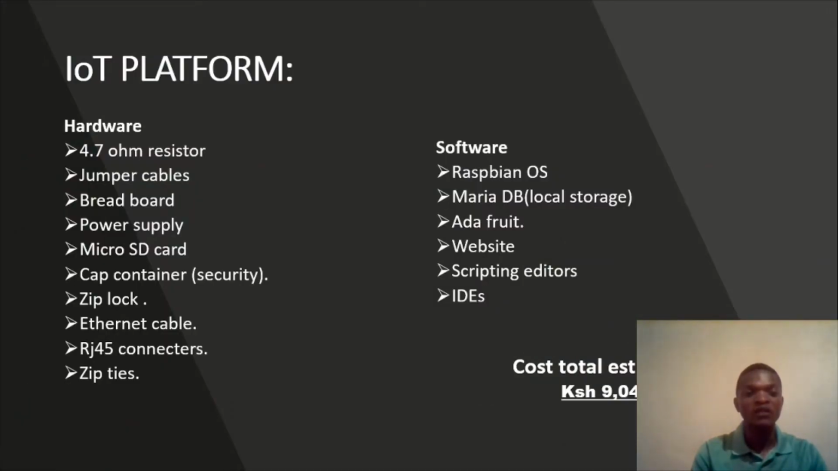On the IoT platform, we have the hardware side and the software side, and because of time, I won't be taking you through the whole thing. And the estimated cost of the project is 9,045 shillings. Now let Hampton take over from there and explain the implementation of the program.